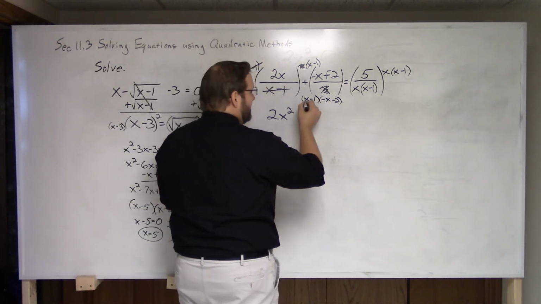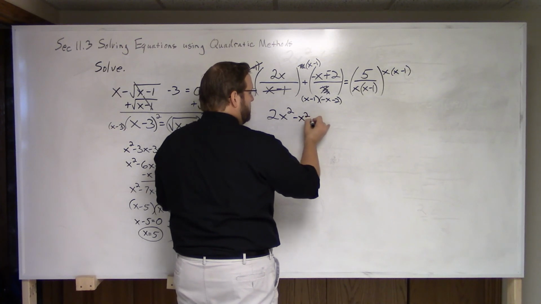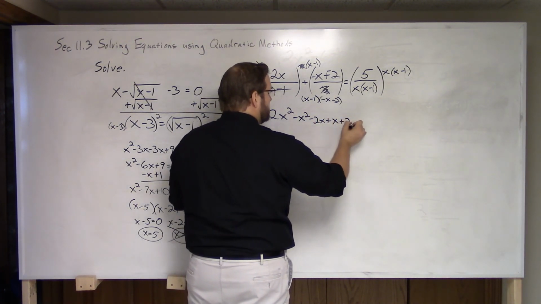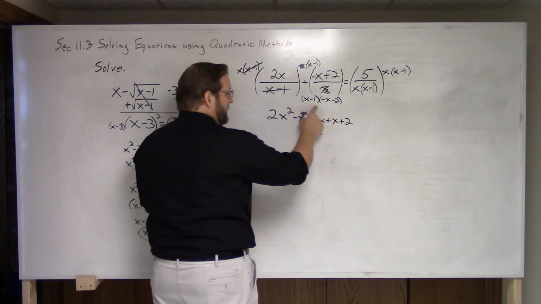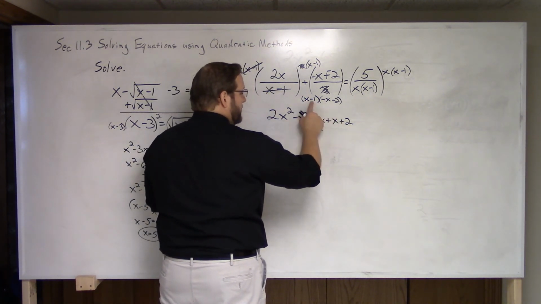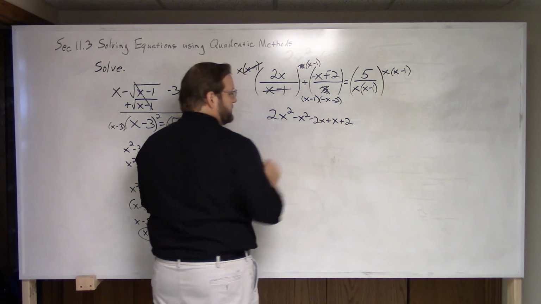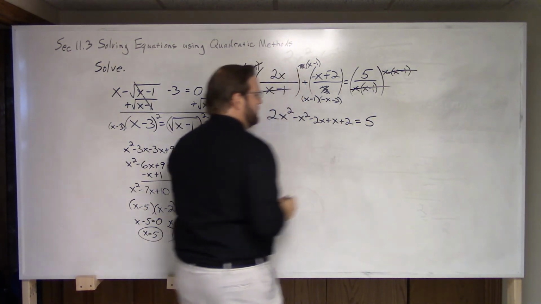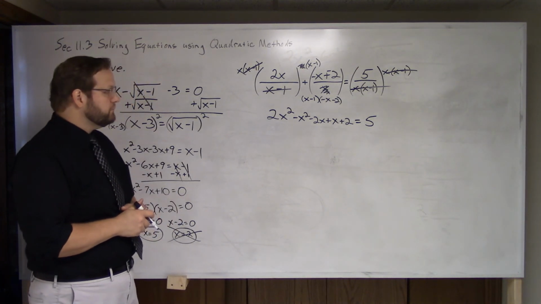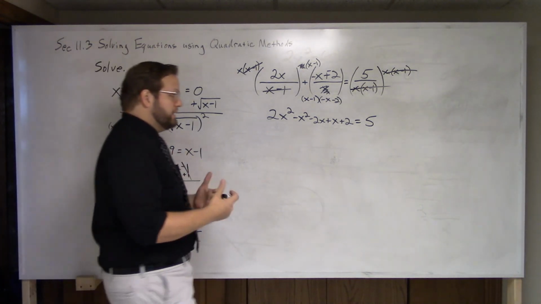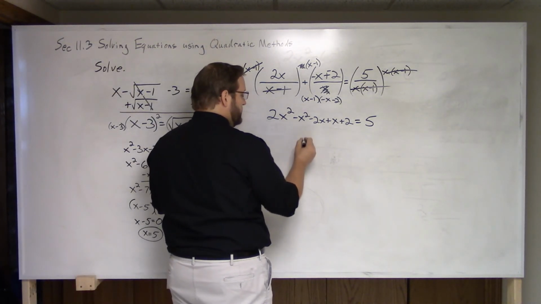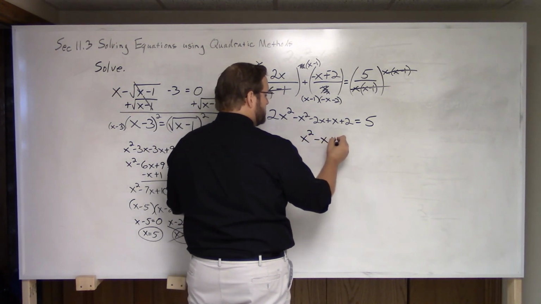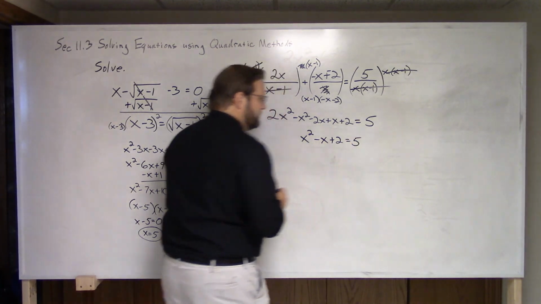So what I get is a negative x squared minus 2x plus x plus 2. Again, negative x squared minus 2x plus x plus 2. And then here, all that's gone. We got a 5. Okay? Now let's clean this up. 2 minus 1 is just a 1x squared. Minus x plus 2 equals 5.